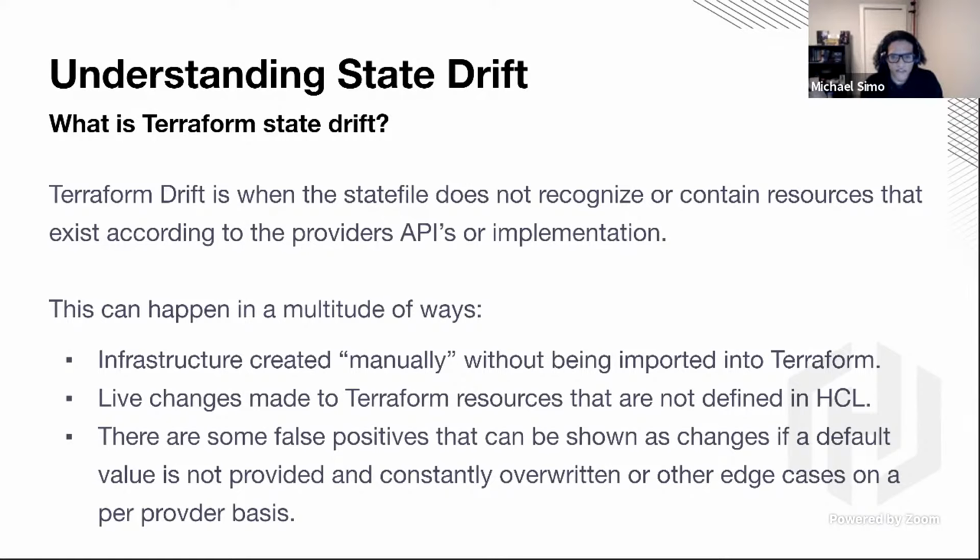And there are also some false positives. Based off certain providers that maybe are in beta or are switching APIs behind the scenes, you could have default values that are constantly being overwritten, and it shows a false change. That attribute will be set, then it'll be set to null, and then it'll be set again each time you do a plan. I'll show that a little bit later because that actually is present in my infrastructure at the moment. All right, let's move on here.